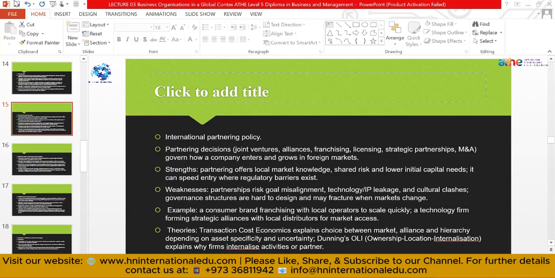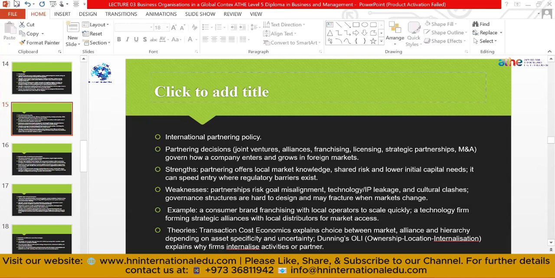Why can it speed entry where barriers exist? Because when there are barriers, it can cause problems. You have to follow the rules. You have to adjust your rules according to the other country's rules. That is why it's important and mandatory to have a proper pact and then go on with your partnership, according to whatever you are opting for, joint venture or franchising.